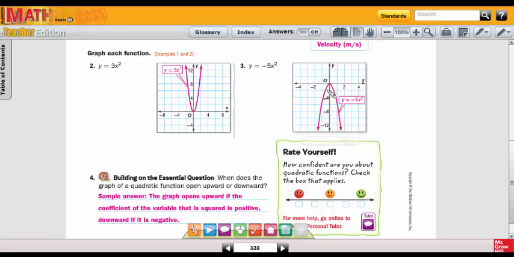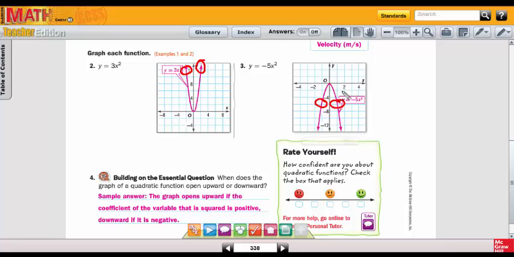So again, when we would correct this in class, I would say that their graph needs to go through the points -2, +12, and +2, +12. And on this one here, I would probably choose these 2 points here and here to check for accuracy. Problem number 4, building on the essential question: when does the graph of a quadratic function open upward or downward?